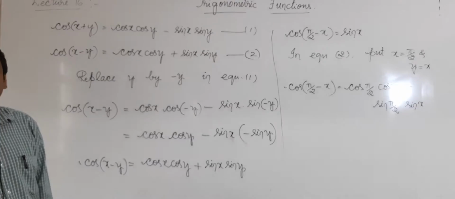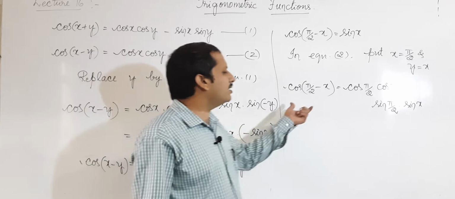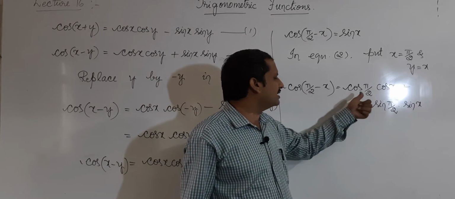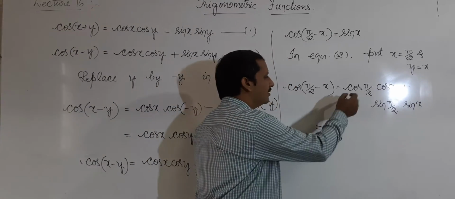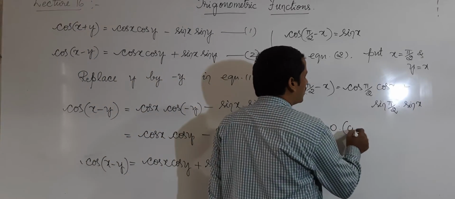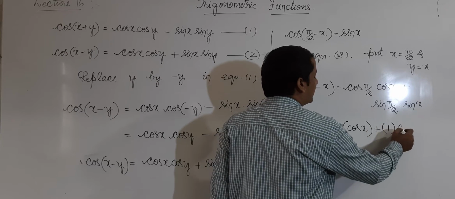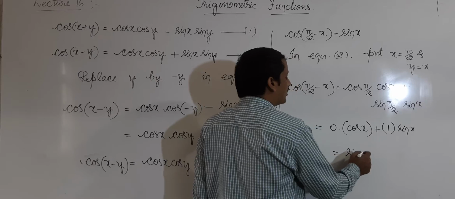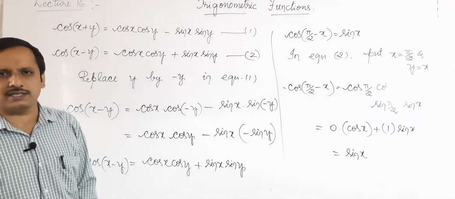Cos a minus b is equal to cos a cos b plus sin a sin b. So cos pi by 2 minus x, like cos a minus b, will be equal to cos a cos b plus sin a sin b. What is the value of cos pi by 2? Cos pi by 2, cos 90 degrees, that is 0 into cos x plus sin pi by 2, sin 90 degrees, which is 1 into sin x. So this is 0, so that is sin x. Hence you have cos pi by 2 minus x is equal to sin x.